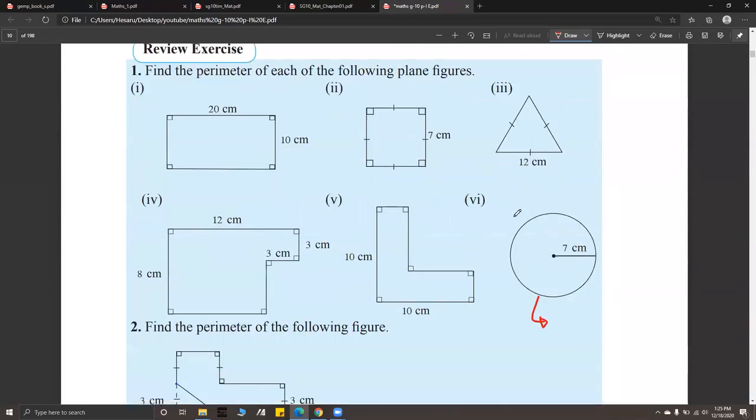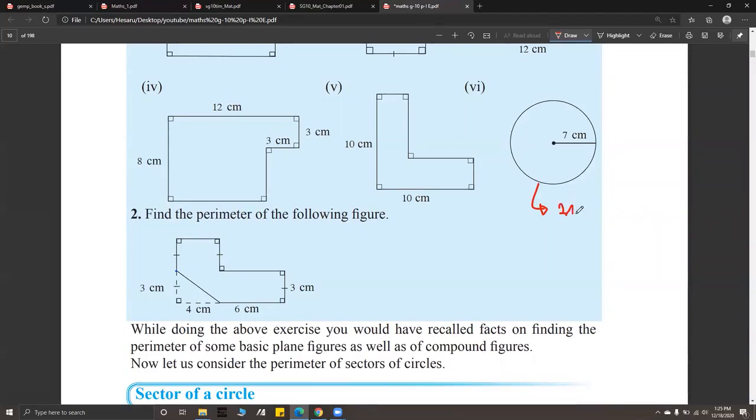The equation is 2πr for a circle. For the perimeter, it's 2πr, which equals 2 times pi, which is 22/7, times the radius 7. So this 7 and 7 will get divided, and the answer is 44. What's the unit? This is a length, as this is a perimeter. So the unit of the length is centimeters. So 44 centimeters.